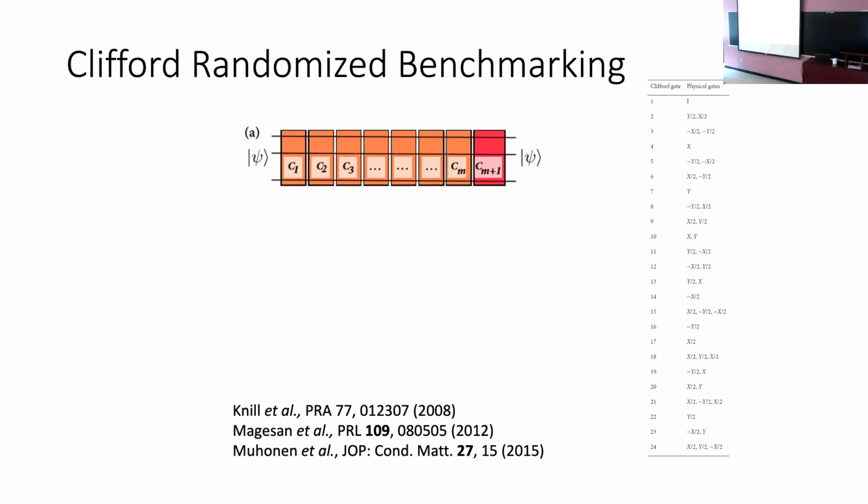This is a technique where basically what I'm going to do is take some long string of quantum operations, quantum gates. I'm going to randomize them. I'm going to draw these gates out of some list of gates known as the Clifford group.